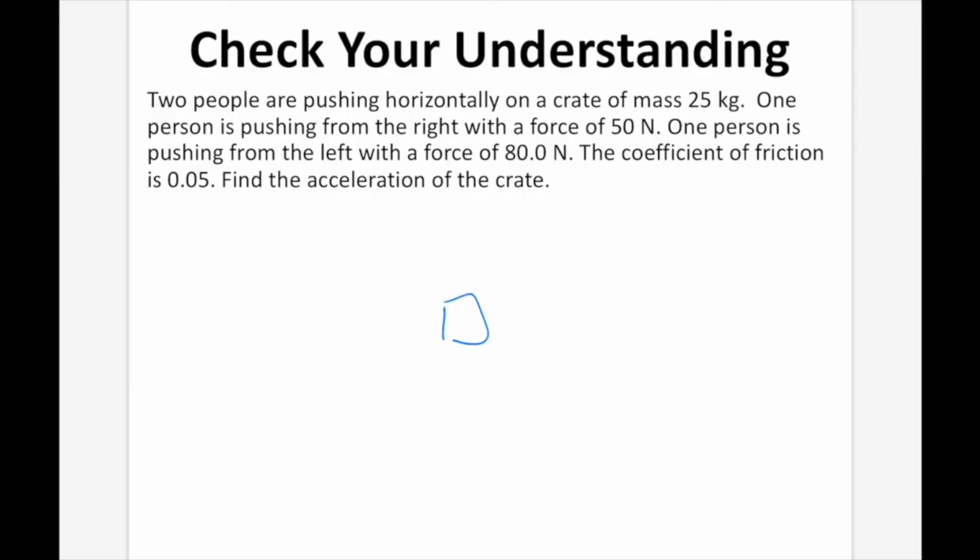So we're going to draw a free body diagram. The mass is 25 kilograms, and we're told that 1 person is pushing from the right. That means they're pushing left, 50 newtons. And 1 person is pushing from the left. That means they're pushing to the right, 80 newtons. The coefficient of friction is equal to 0.05. Find the acceleration of the crate.